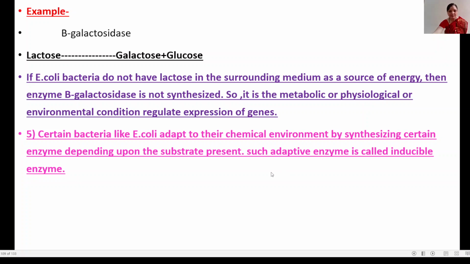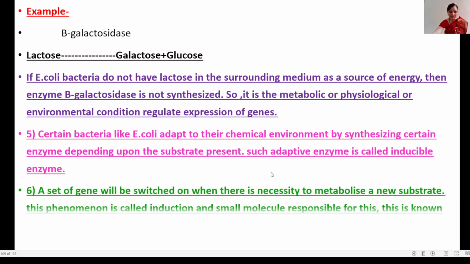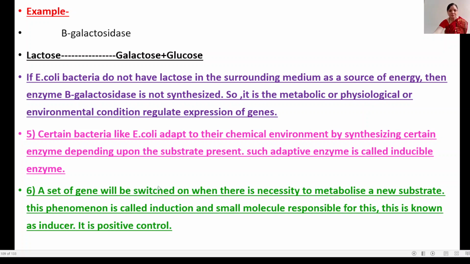Such an adaptive enzyme is known as an inducible enzyme. A set of genes will be switched on when there is the necessity to metabolize a new substrate. This phenomenon is called induction, and the small molecule responsible for this is known as an inducer. It is a positive control.